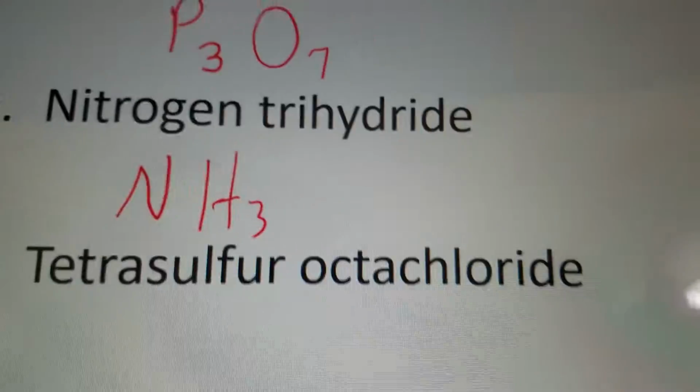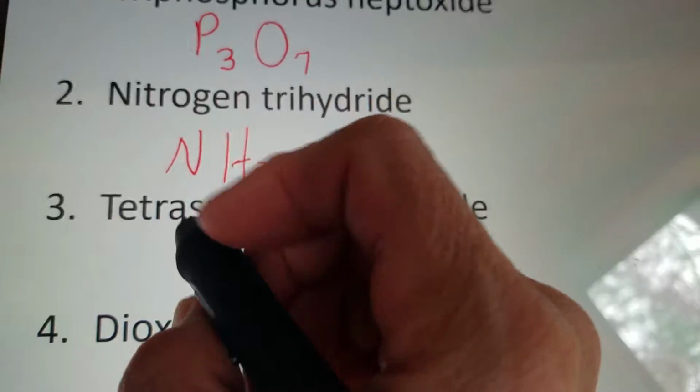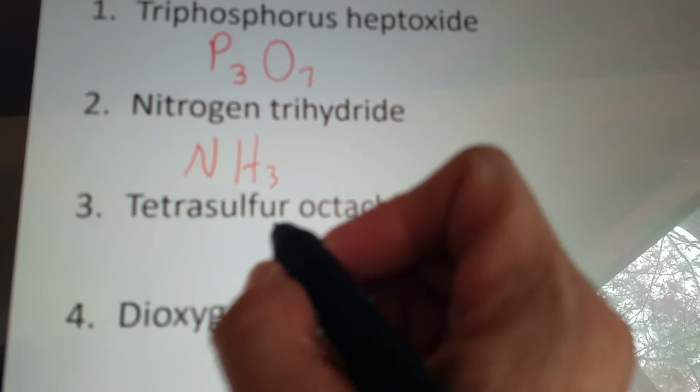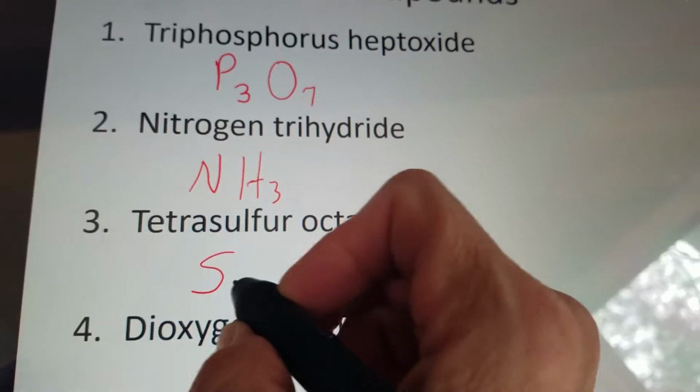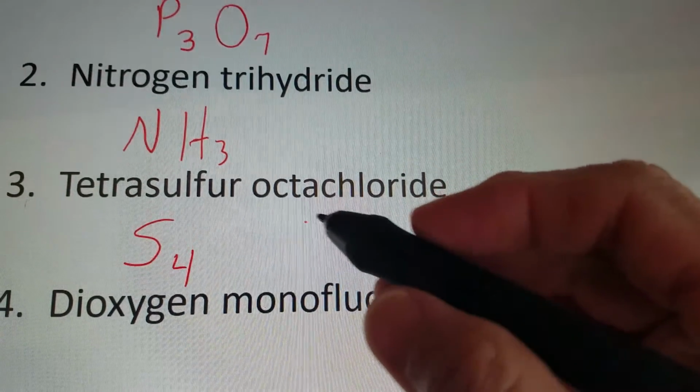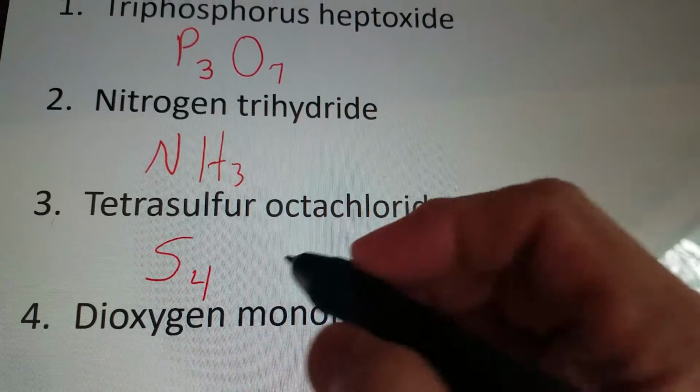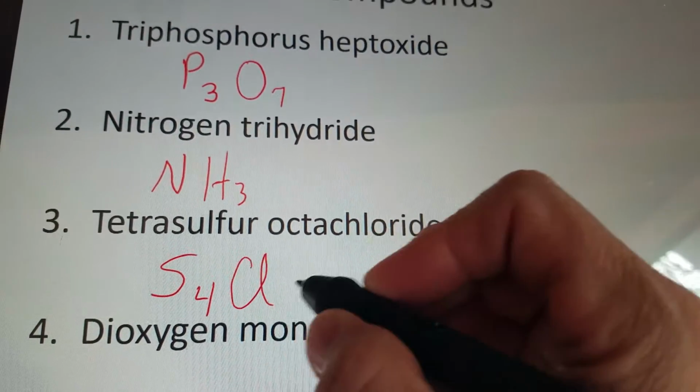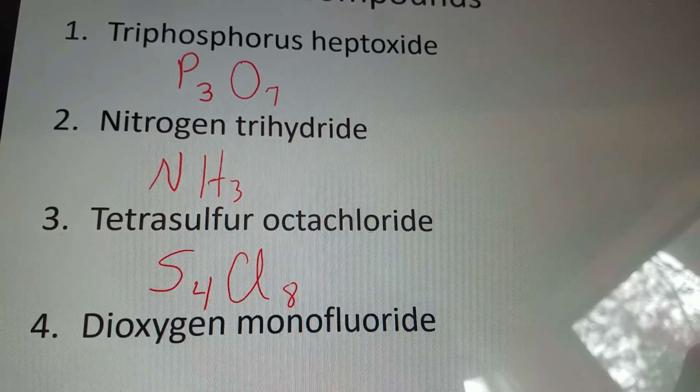The next one, tetra, tells me I have 4 of my elements. So my element is sulfur, so that's S. So I have 4 sulfurs. Octa means 8 chloride, so 8 chlorine. So my chlorine, and then of course I would have my subscript of 8.